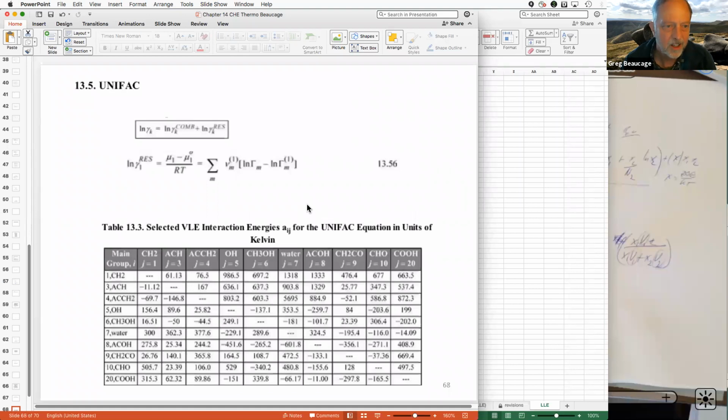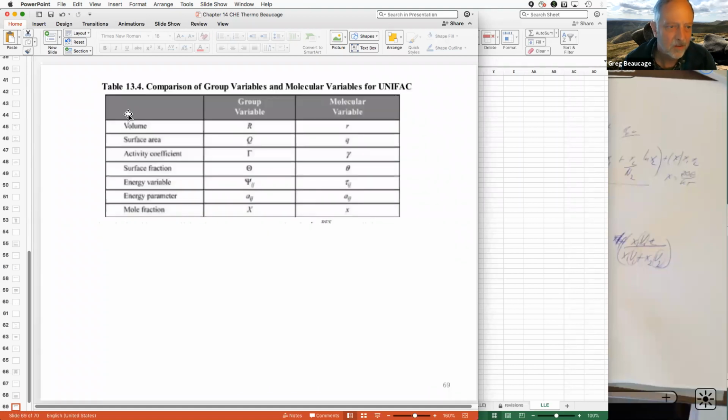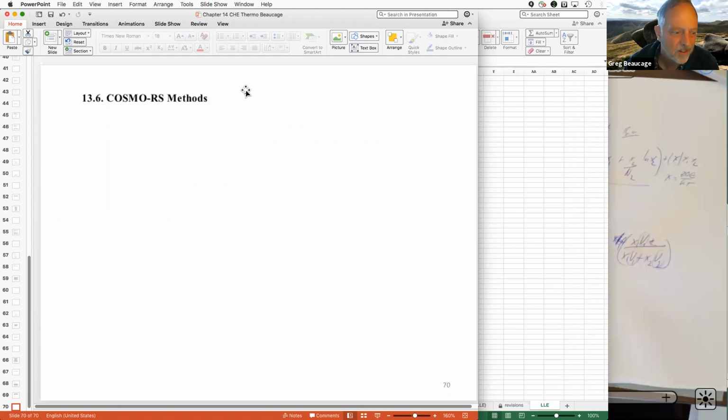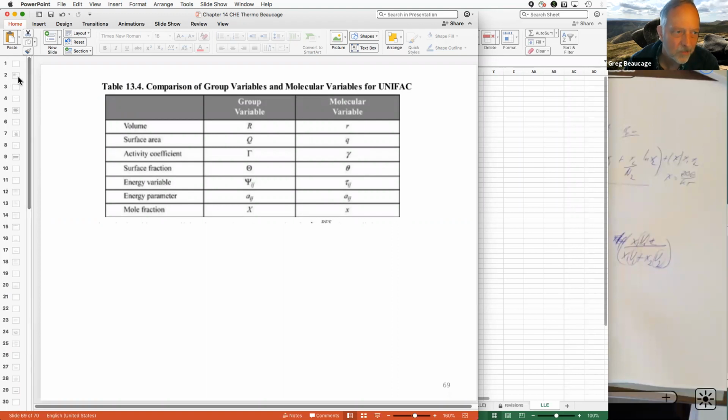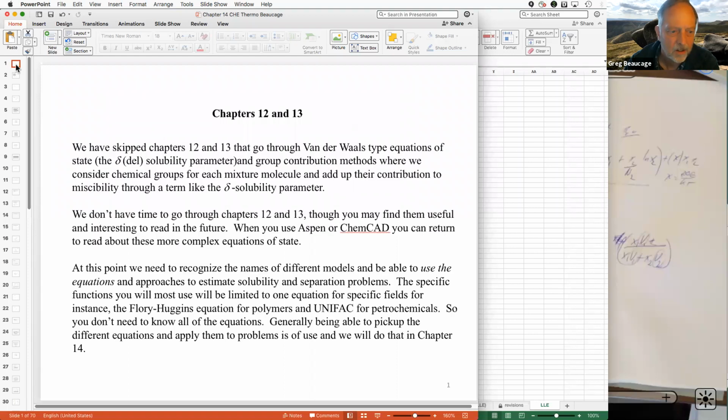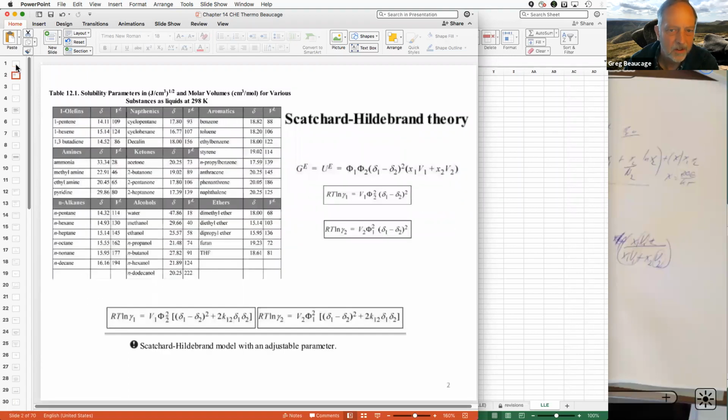UNIFAC has the tables. I mean, it's got to do with the molecular volume, surface area, activity coefficient, both, or activity coefficient, what you're calculating, surface fraction, blah, blah, blah, right? So there's different features. So there's a variety of these models, right? So those are kind of the ones we're going to use, like UNIFAC, UNIQUAC, NRTL, Flory-Huggins, and then so there's a few we'll use, and it'll give you a feeling for using other models.